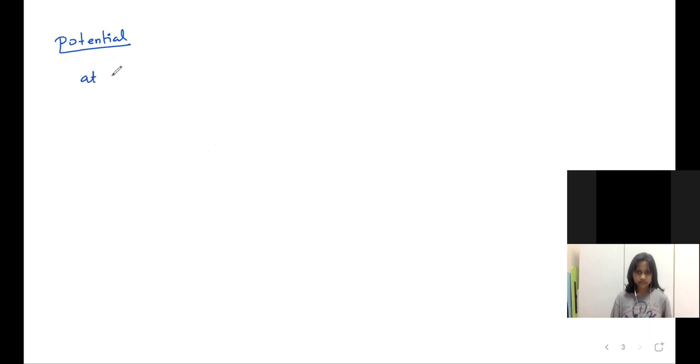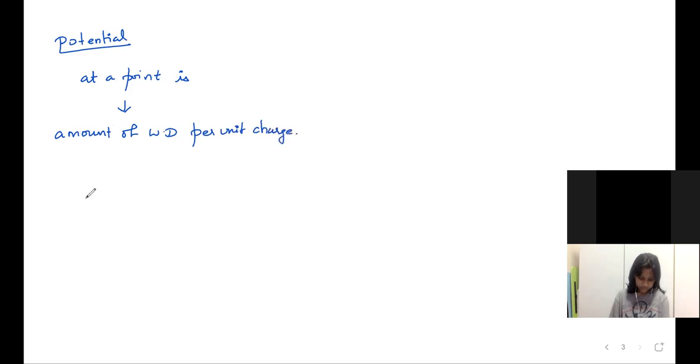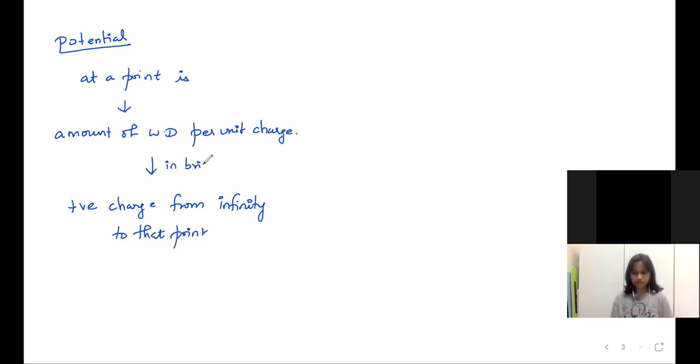The potential at a point is the amount of work done per unit charge in bringing a positive test charge from infinity to that point. So that is the potential. How much amount of work it can do in bringing that particular unit charge. For 1 unit charge, what is the amount of work done in bringing a positive charge from infinity to a given point? At that point, the potential will be that amount.